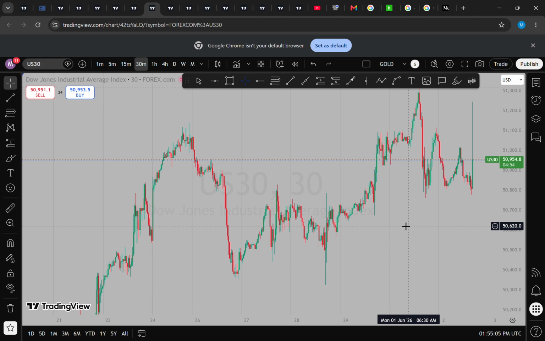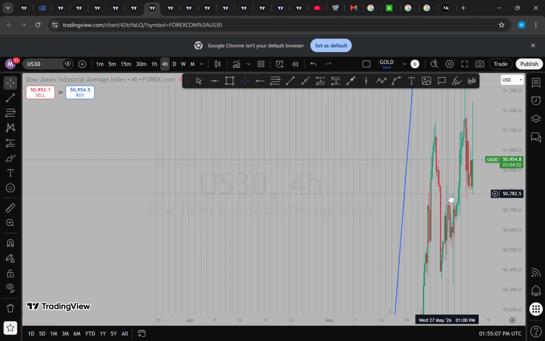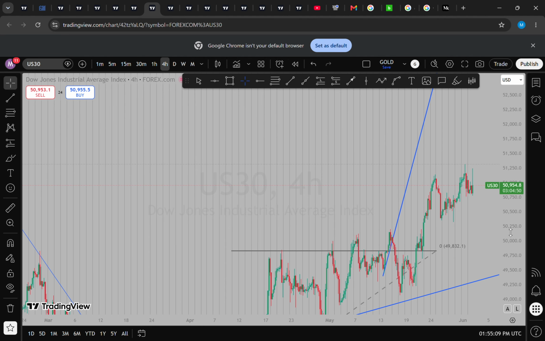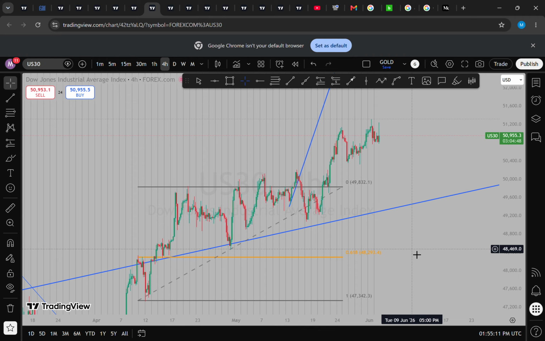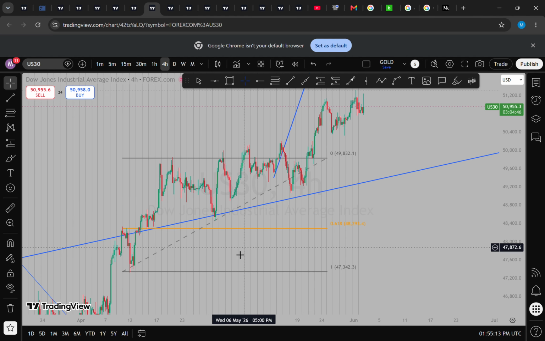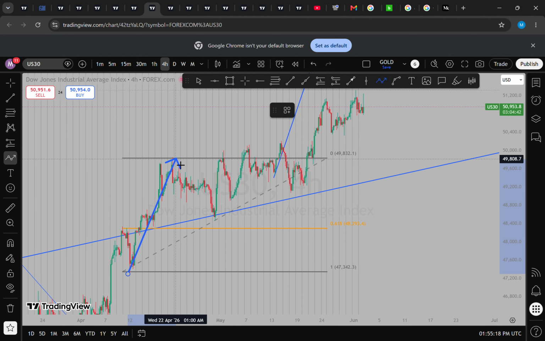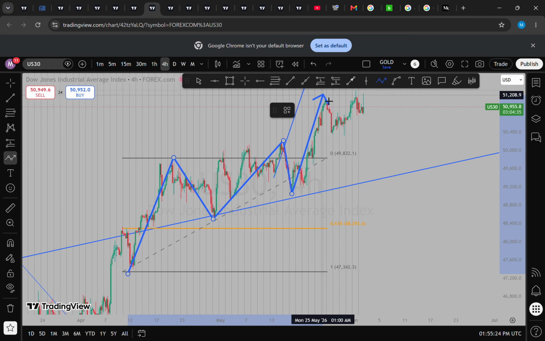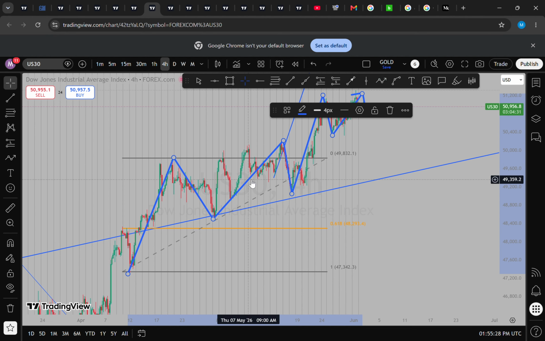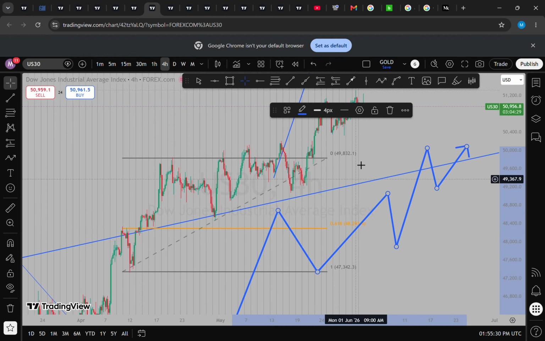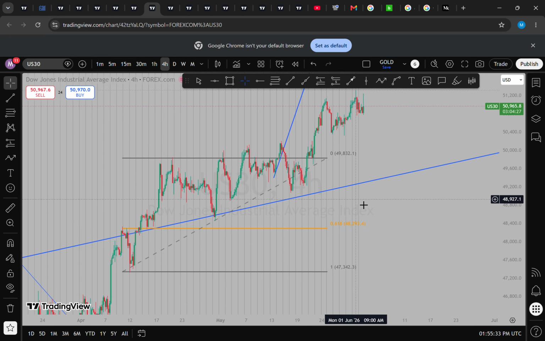If you open to another chart, this is US 30. Let's go to 4 hour. So you can see this is a big structure here, a massive structure, a big structure here. Okay, so that is how you identify major structures, and then you know what you're working with.